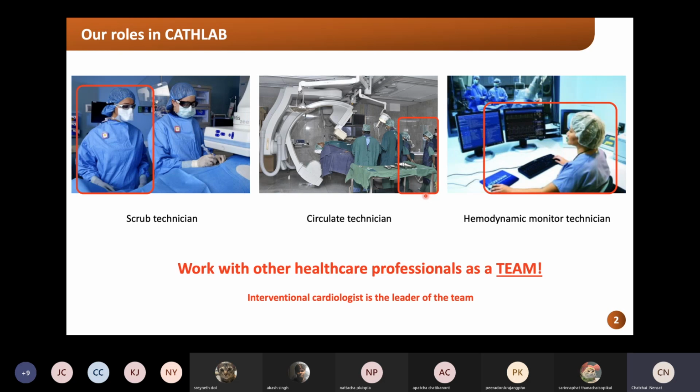And the second part of being the hemodynamic technician is you have to record every step of the procedure, right? From the patient arriving into the room, at the preparation area or in the procedure room. So you have to record the time, and you have to record anything that happens to the patient, or any drugs that the doctor gives to the patient, or any equipment that the doctor uses. So you have to record everything.